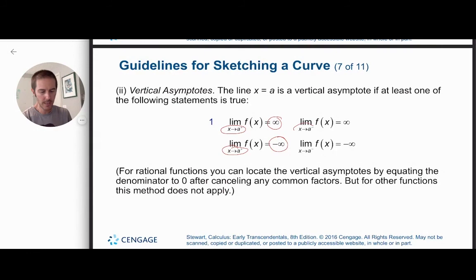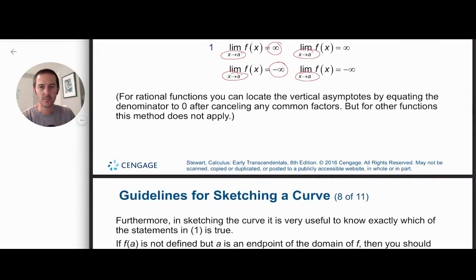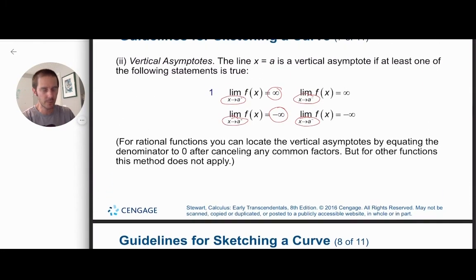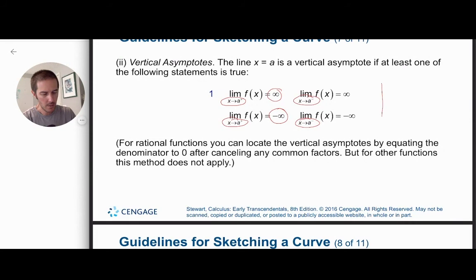Or if we approach that particular x value from the left, your curve could go up on one side of that vertical asymptote and go down as you approach from the other side of the vertical asymptote. The most basic instance, I think, of that happening is this graph, y equals 1 over x.